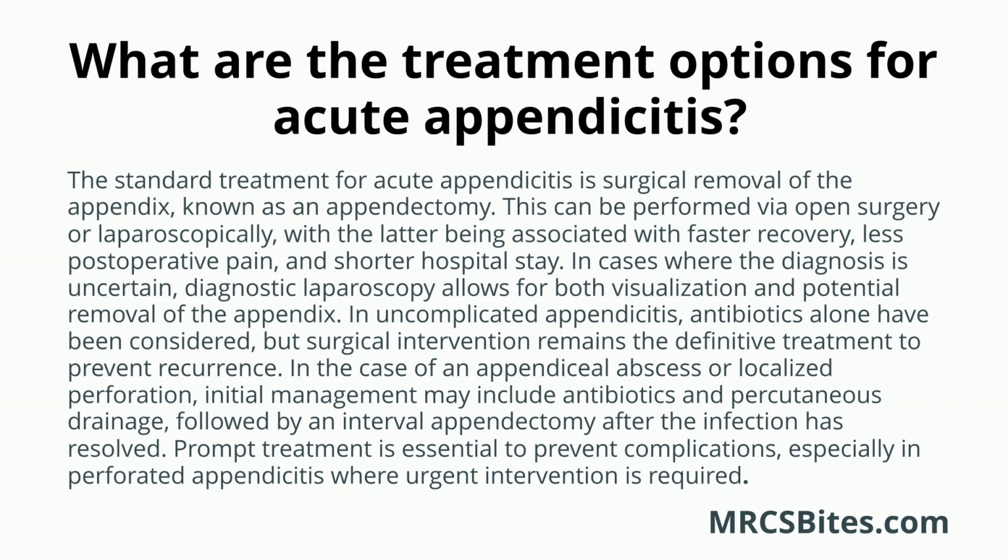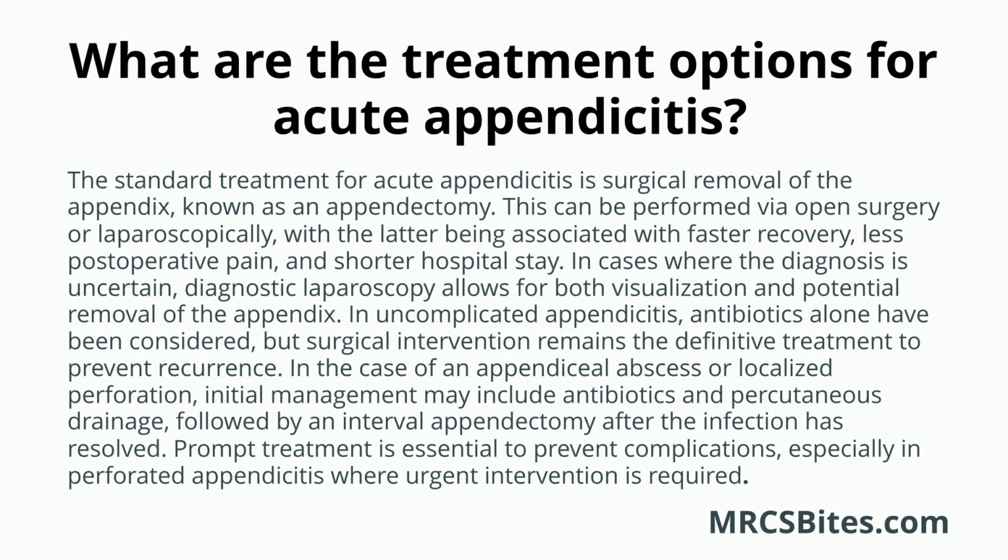What are the treatment options for acute appendicitis? The standard treatment for acute appendicitis is surgical removal of the appendix, known as an appendectomy. This can be performed via open surgery or laparoscopically, with the latter being associated with faster recovery, less post-operative pain, and shorter hospital stay.